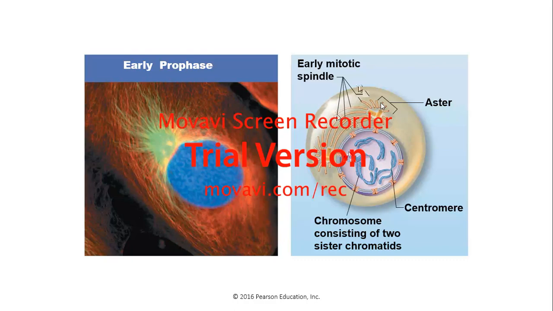All right, so metaphase is real easy to identify. The sister chromatids are lined up in the center of the cell. So it's real easy to identify cells in metaphase. They are lined up in the middle. The sister chromatids are lined up in the middle of the cell. All right, so think of metaphase, think of middle.